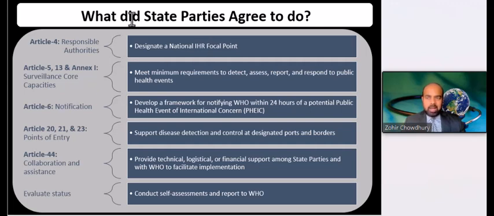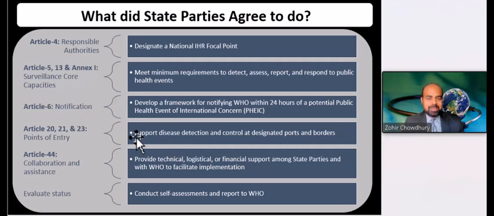So in IHR, as all of the state parties signed, they agreed to do basically these 6 main things in summary. So they need to designate a national IHR focal point, and this is described in Article 4. Then they need to meet the minimum requirements to detect, assess, report, and respond to public health events detailed in Article 5, 13, as well as Annex 1. Then develop a framework for notifying WHO within 24 hours of a potential public health event of international concern or PHEIC. Further discussed in Article 6 under notification.